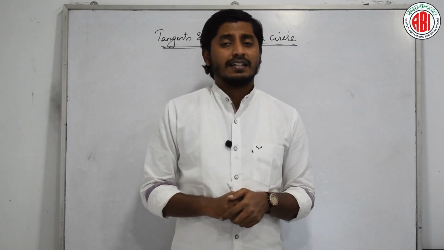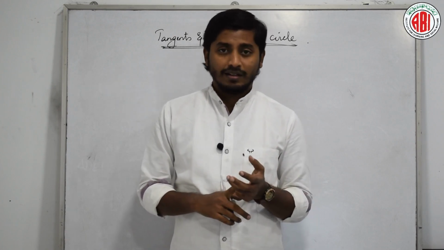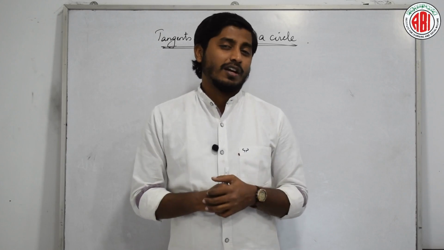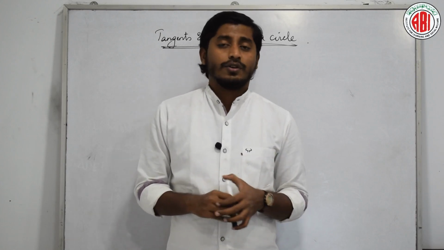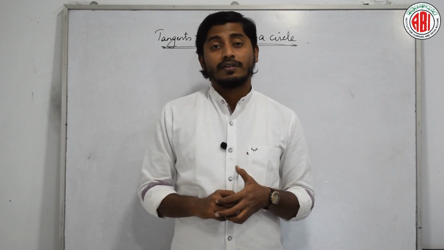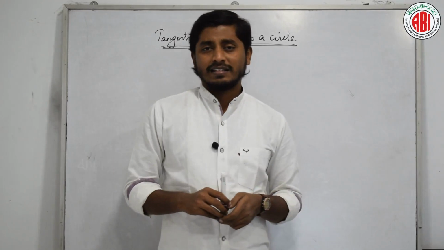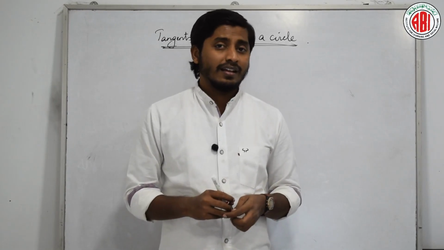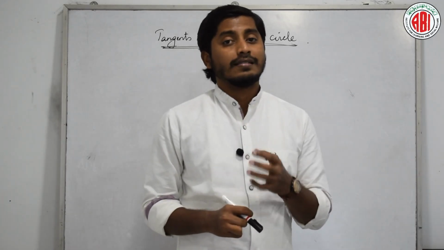We started a discussion with the basic geometrical things, that is similar triangles, right? Then we discussed coordinate geometry. We did a few constructions, right? Today let us start a new chapter, that is tangents and secants to a circle. What are these tangents? What are these secants? Let us have a basic discussion about what a circle is.